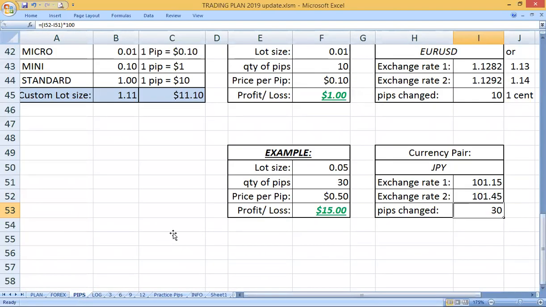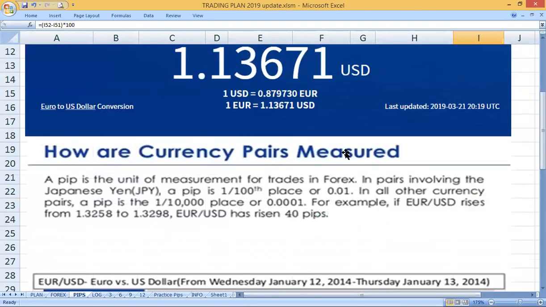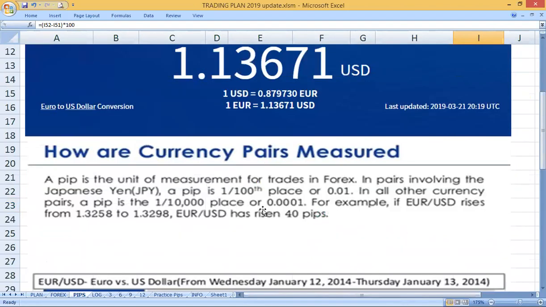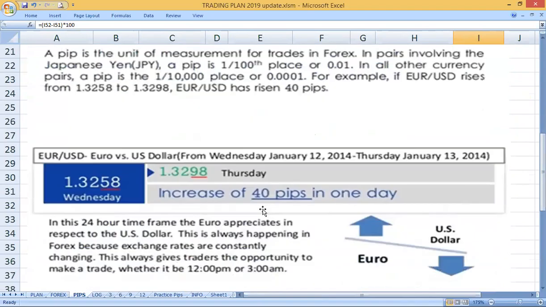So pips, again, is how we measure price change. The exchange rate, when it goes from one price to the next, instead of being measured in fractions, we call it pips. With that, I hope you understand it. It's going to take some practice, but definitely you always have your calculator nearby.